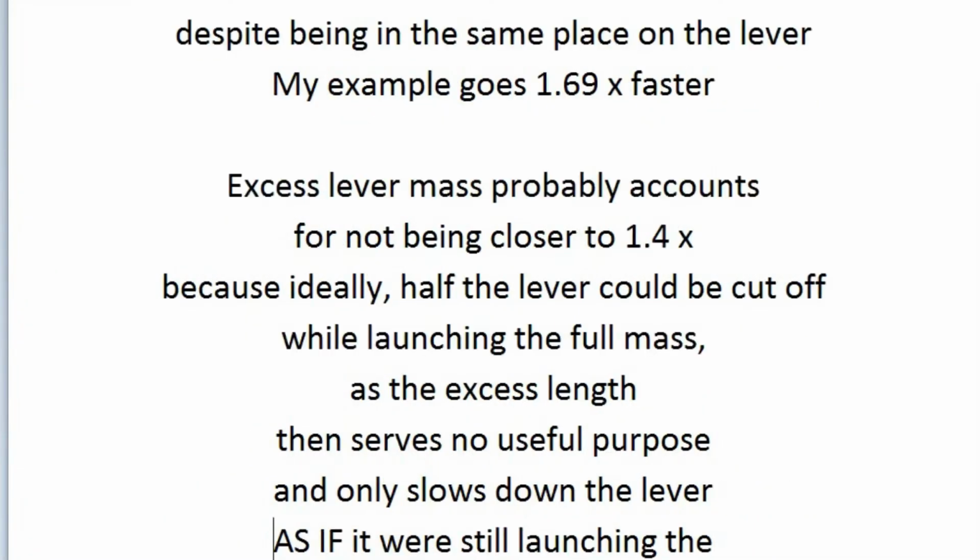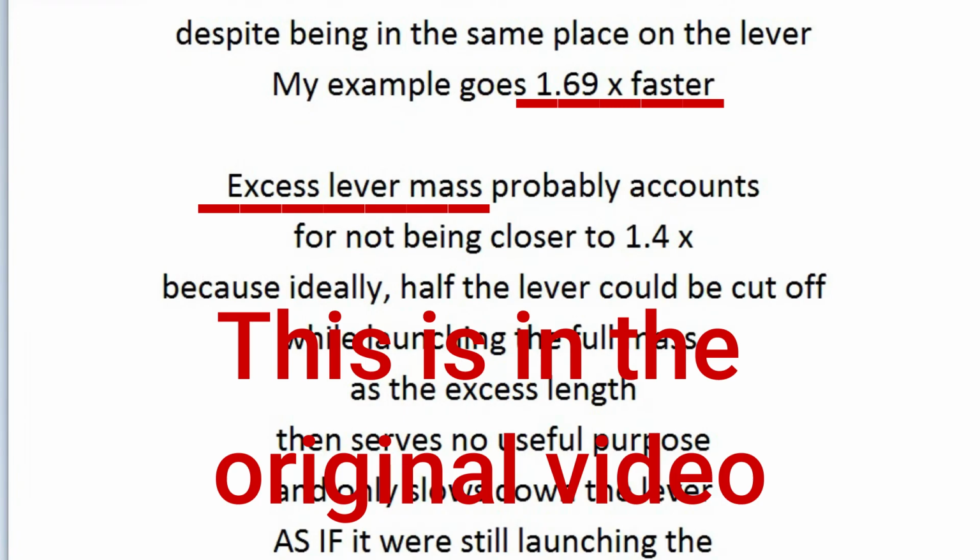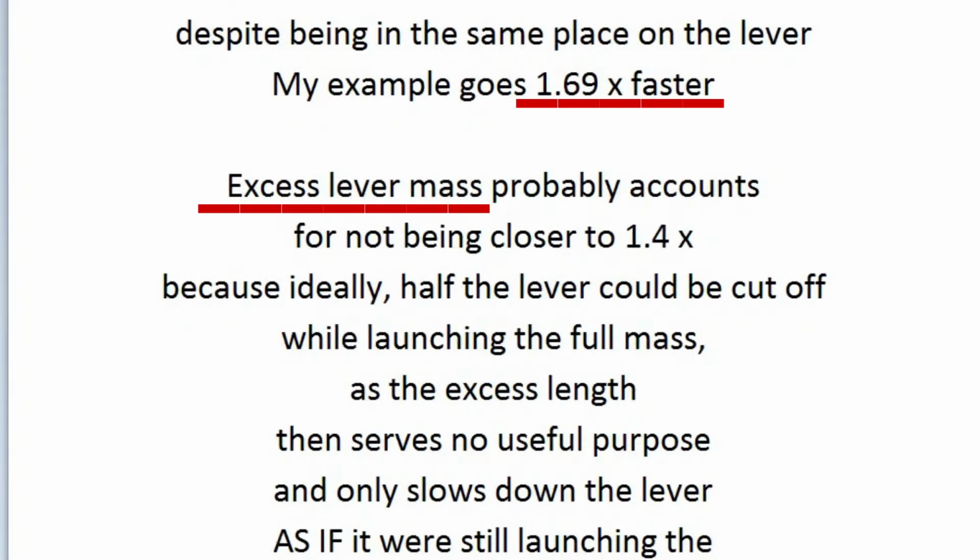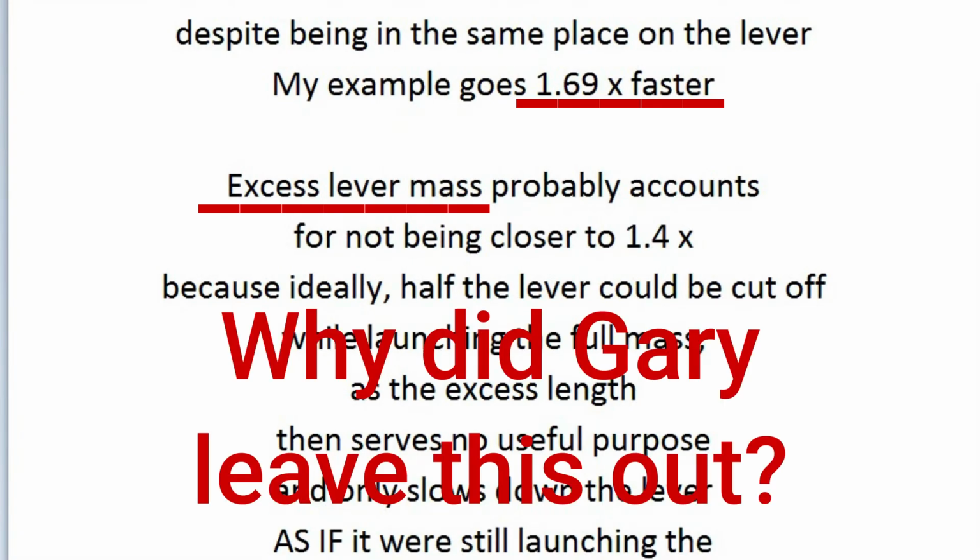Times faster. Excess lever mass probably accounts for the result not being closer to 1.4, because ideally half the lever could have been cut off while launching the full mass, because the excess length then serves no useful purpose and only slows the lever down, as if it was still launching the unused part of the lever at 2 times the velocity relative to the full mass.